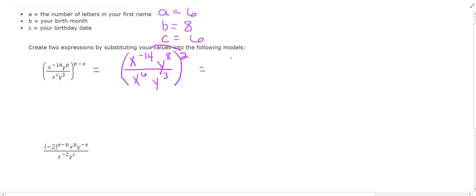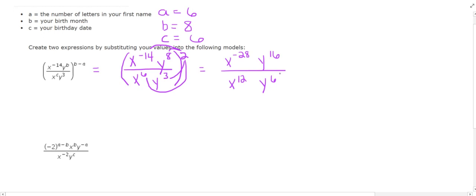So I'm going to have X to the negative 14 times 2, negative 28. Y to the 8 times 2, 16. Then I'm going to do down here, X to the 6 times 2, that'll be 12. And then Y to the 3 times 2 will be 6. Okay, now that I have multiplied each of my exponents by 2, I'm going to get rid of the parentheses here and then move on to simplify this expression.